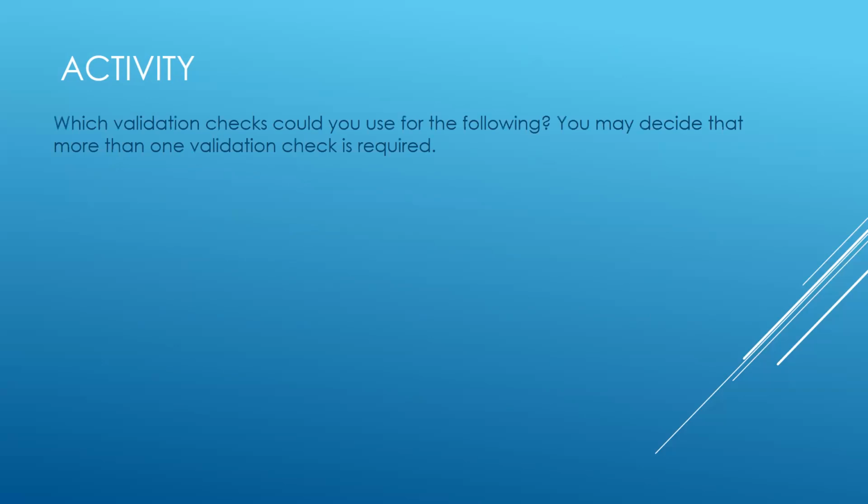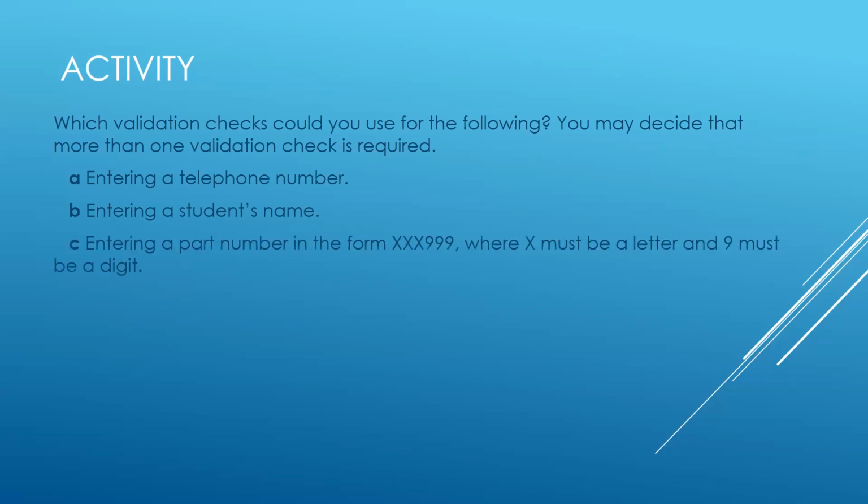Now, an activity is here. Let's see how quickly we are able to attempt this activity. Which validation checks could be used in the following situations? You have to mention at least one definitely, but you can mention more than one also if you think that is feasible. First one is entering a telephone number. Second situation is entering a student's name. The third one is entering a part number in the form XXX999, where X must be a letter and 9 must be a digit.